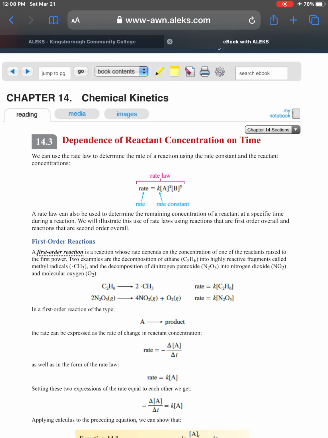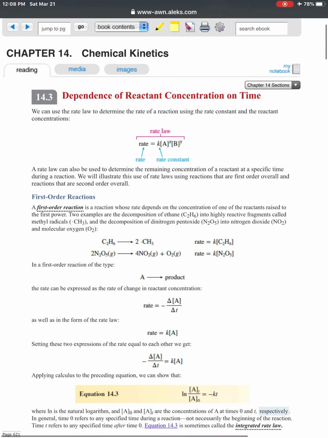A rate law can also be used to determine the remaining concentration of a reactant at a specific time during a reaction. We will illustrate this use of rate laws using reactions that are first order overall and reactions that are second order overall. So we're going to just look at two examples. There are a multitude of possible arrangements of the rate law, but we're just going to look at two examples.